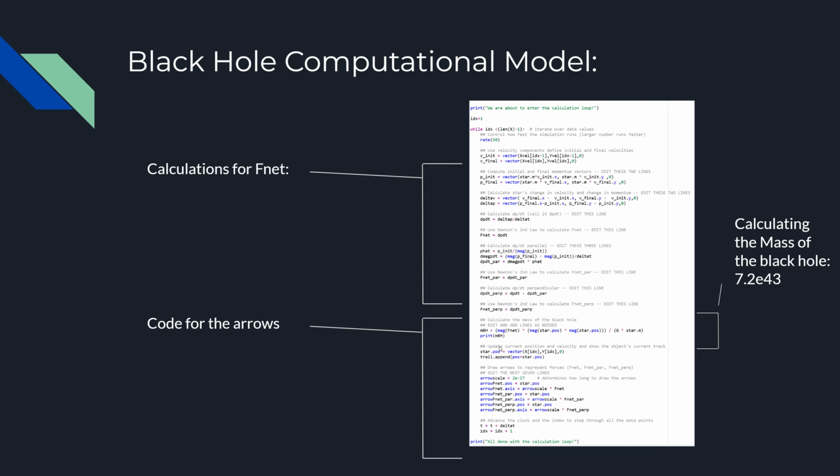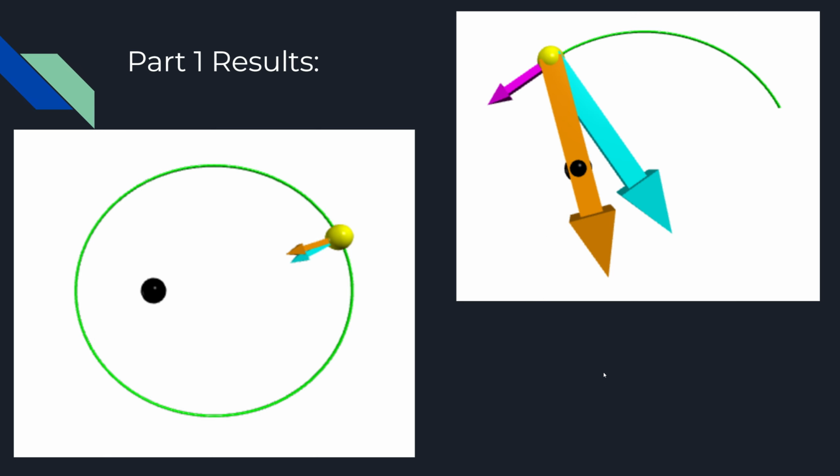Notice over here, this is the actual mass of the black hole that we found. That would be the magnitude of FNet multiplied by the magnitude of the position of the star squared, divided by the gravitational constant multiplied by the mass of the star. This was around 7.2 times 10 to the power of 43. And this is the code that I used for the arrows. These are the results for the orbital system on part 1, and this describes the arrows.